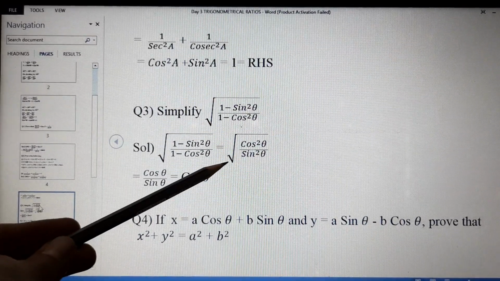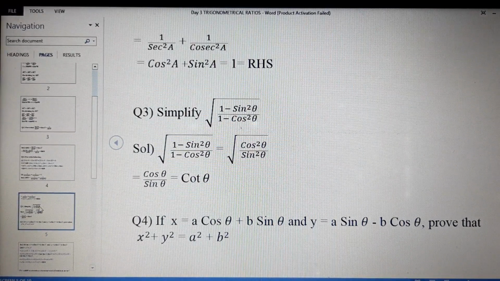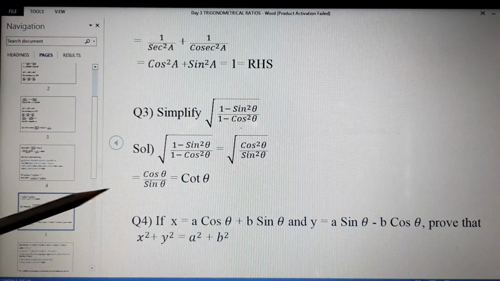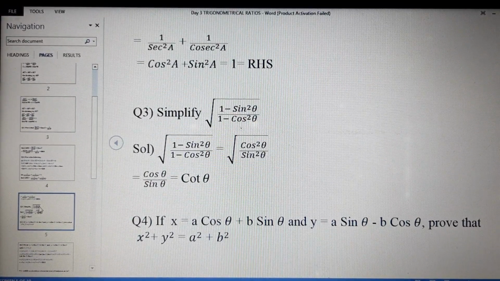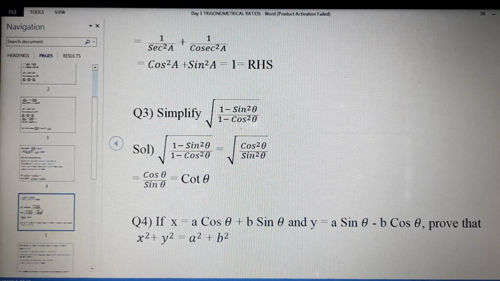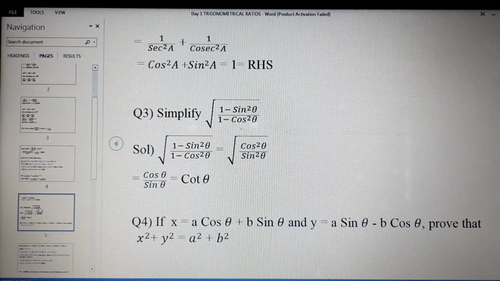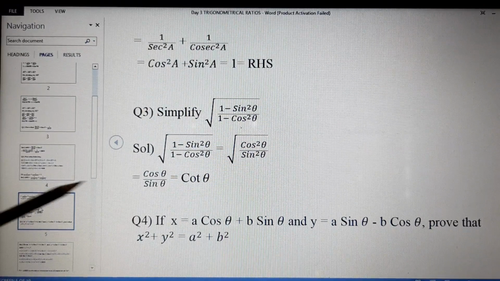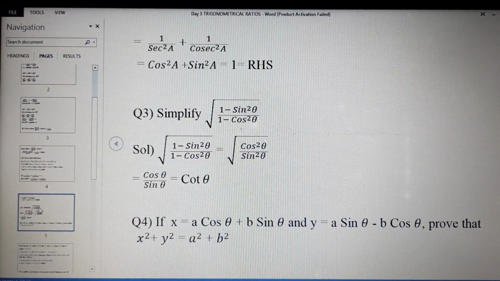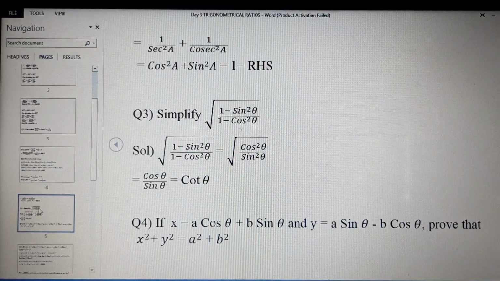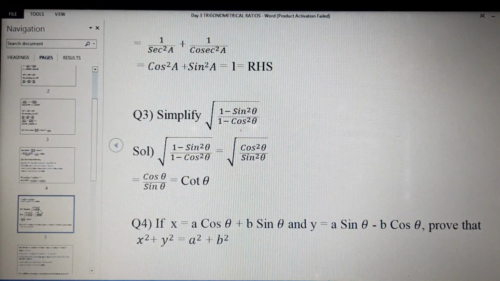As we have under root sign and within the under root sign we have these squares, the under root sign will disappear and we will have cos theta divided by sin theta. Similar to under root x square upon y square being equal to x upon y. Clear? So squares have been removed and the under root sign has also disappeared. So we have cos theta upon sin theta, and cos theta upon sin theta will be equal to cot theta by the quotient relation.